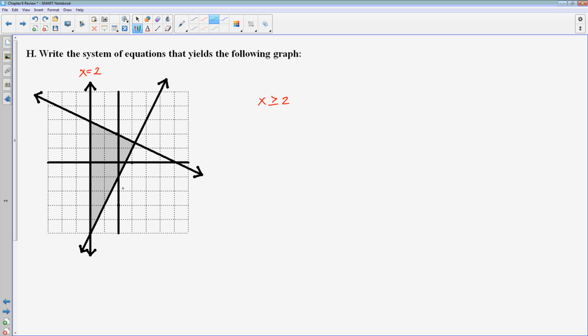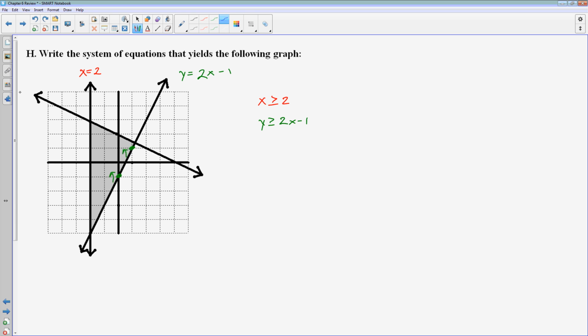For this line right here, the y-intercept is negative 1, so I know it's going to be something times x minus 1 for the y-intercept, and then I'll just pick 2 points that the graph goes through. It looks like it goes through those 2 points, and that's a rise of 2 and a run of 1, so that's a slope of 2. And I'm shading above, the shaded region is above that line, so that's going to be y is greater than or equal to 2x minus 1.